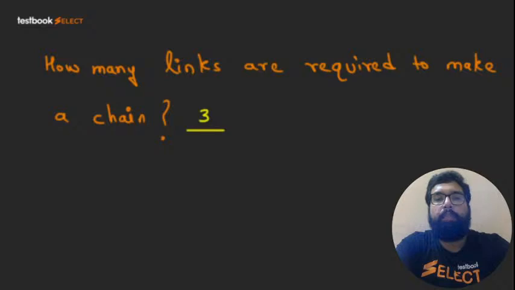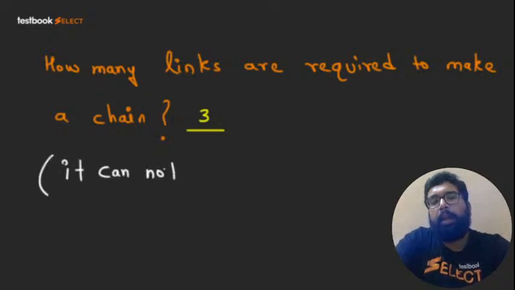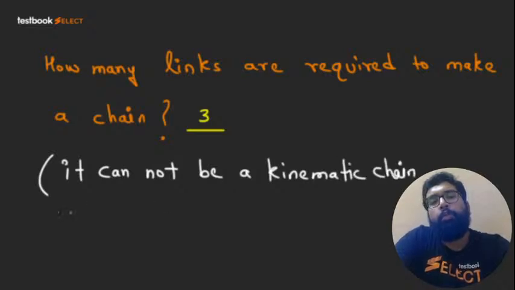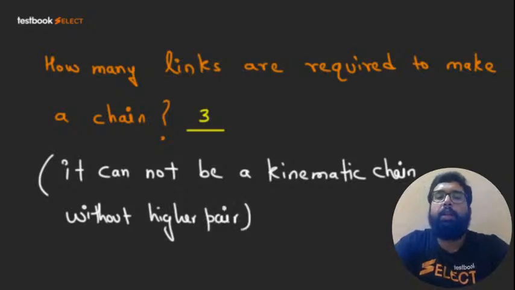Agreed or not? Now, what is the minimum number of links required to make a chain? Definitely, the minimum number of links required to make a chain is 3. But it is not an even number, so it cannot be a kinematic chain. Now, please mind my words: it cannot be a kinematic chain without a higher pair, right? Grubler's criterion says we cannot use a higher pair as well.